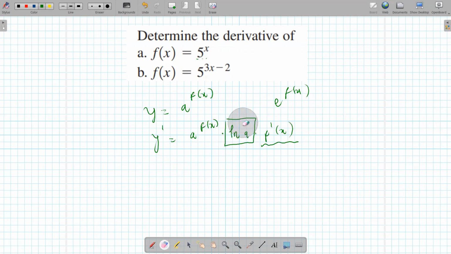What does that mean? Let's look at question 1. You have y equals to 5 to the power of x. Y prime is going to be itself times the ln of 5, okay, the natural log of 5, times the derivative of the exponent, which is a 1. So it's just 5 to the x times the ln of 5, and that's it. The only difference is you gotta add this ln of a component onto it.